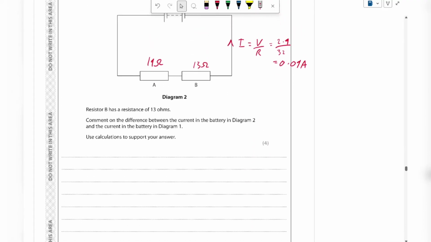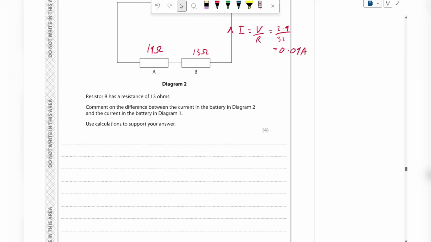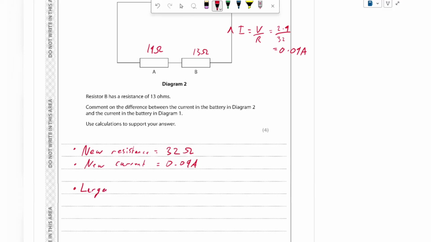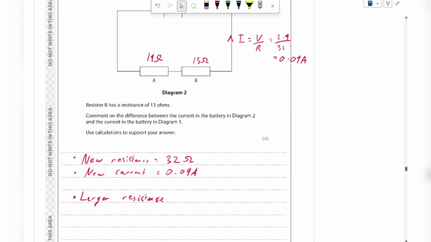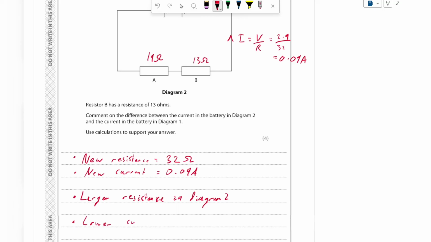So I'm just going to say what I've done. The new resistance is 32 ohms. New current equals 0.09 amps. Okay, so larger resistance, in circuit 2 in diagram 2, so lower current.